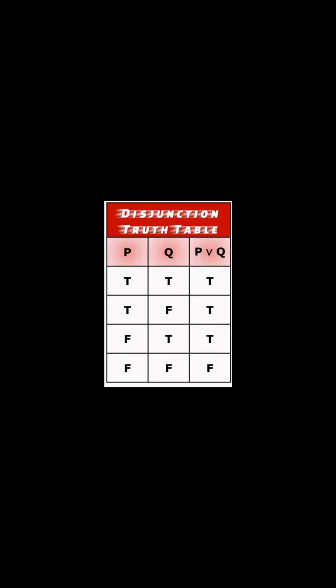Remember, the truth value of the compound statement P or Q is true if the truth value of either of the two simple statements P and Q is true. Moreover, P or Q is also true when the truth values of both statements P and Q are true. However, the only time the disjunction statement P or Q is false happens when the truth values of both P and Q are false. Number 3 is truth table of logical implication.